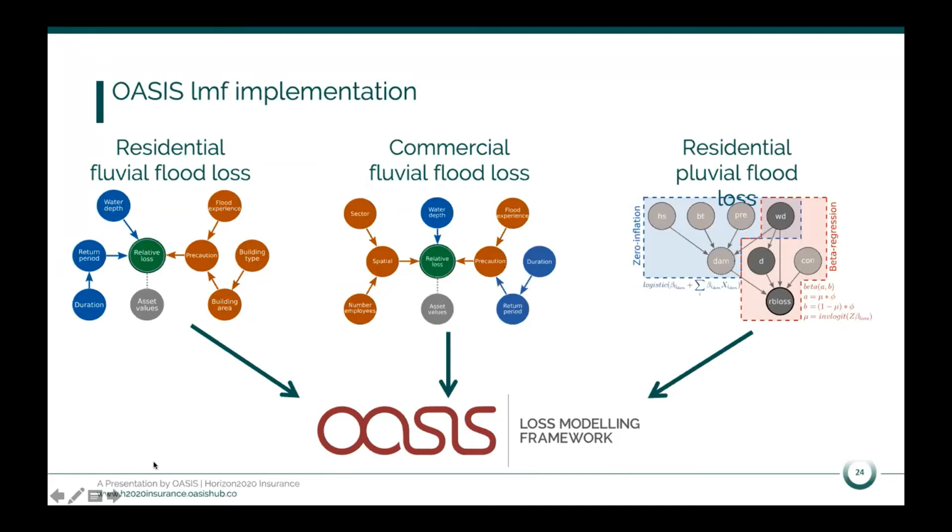This is the family of models that we have been developing within this project and also within other projects. We have one dedicated model for residential fluvial flood loss, one model for commercial fluvial flood loss, and another model for residential pluvial flood loss. This is a slightly different modeling approach, but essentially it gives similar quality of results. These models are all implemented in the Oasis Loss Modelling Framework. Similarly to what Michel has told you about the hazard part, these tools are readily available to be implemented in your workflows if you use the Oasis Loss Modelling Framework, and you can do the vulnerability modeling with these models.